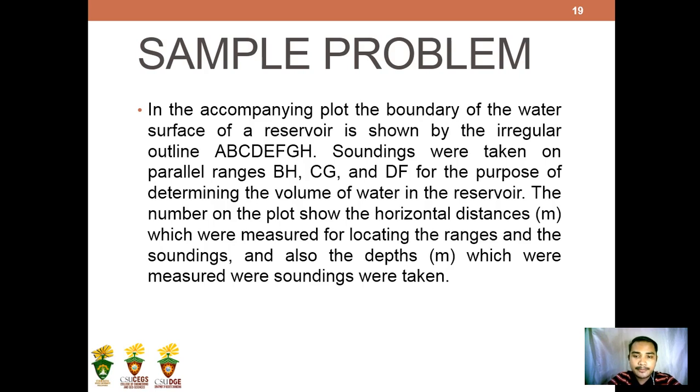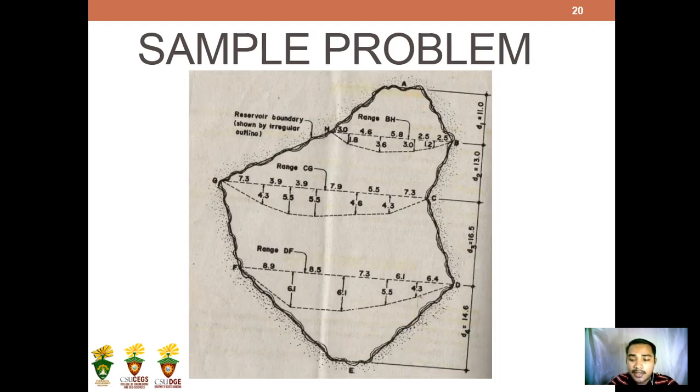So let's have a sample problem. In the accompanying plot, the boundary of the water surface of a reservoir is shown by the irregular outline A, B, C, D, E, F, G, H. Soundings were taken on the parallel ranges BH, CG, and DF for the purpose of determining the volume of the water in the reservoir. The numbers on the plot show the horizontal distances in meters, which were measured for locating the ranges of the soundings, and also the depths in meters, which were measured where soundings were taken. So this is the accompanying illustration of the sample problem.